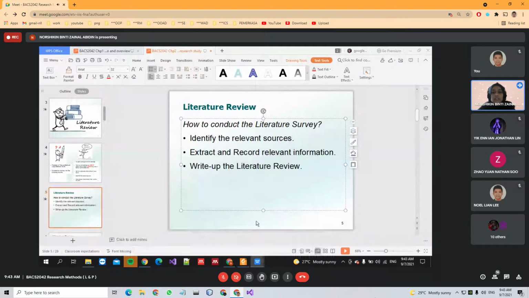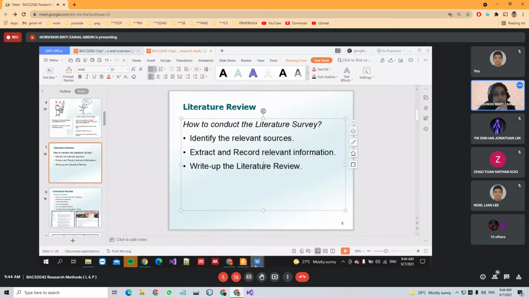Doesn't mean all the literature, all your papers, is relevant to your LR. You need to extract what information is useful to your research. That's what's meant by relevant information. And then after you already read, extract and identify the relevant information for your LR, you do your writing. You write up the literature review.